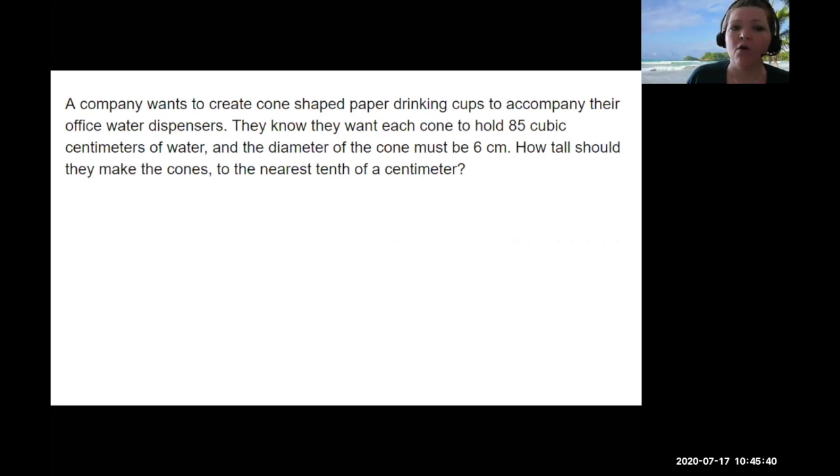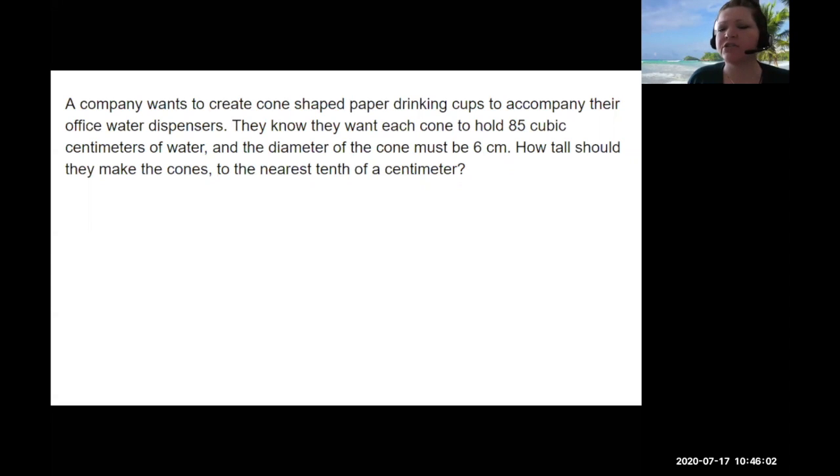A company wants to create cone-shaped paper drinking cups to accompany their office water dispensers. They know they want each cone to hold 85 cubic centimeters of water, and the diameter of the cone must be 6 centimeters. How tall should they make the cones to the nearest 1/10 of a centimeter?